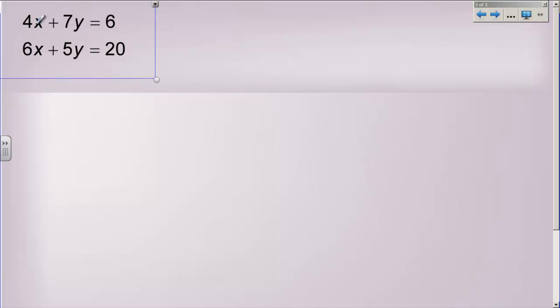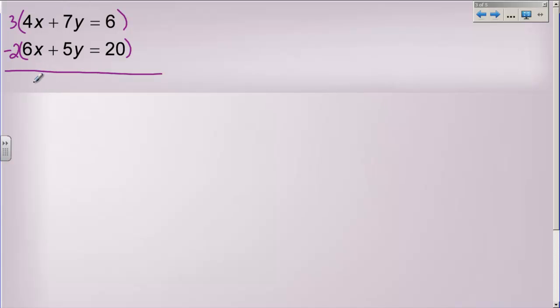The least common multiple I can think of between 4 and 6 is going to be 12. 4 times 3 is 12. 6 times 2 is 12. So I'm going to turn these both into a 12, but I need one to be positive and one to be negative. So let's make the top one positive. So to make the 4 be a 12, I'm going to have to multiply by 3. And in order to make the 6 be a 12 but also eliminate, I'm going to have to multiply by negative 2 so that I get a negative 12.